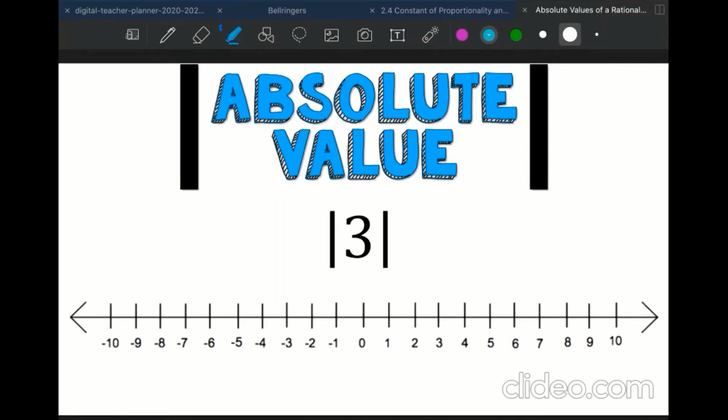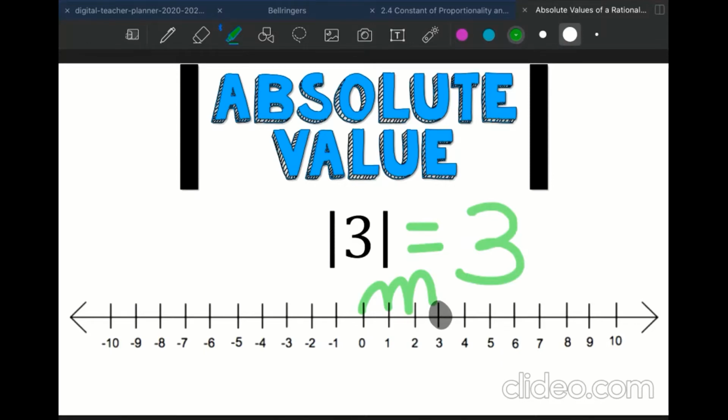All right, so for positive 3, I'm just going to show you what it would look like on the number line. Remember, you don't have to do a number line. I would graph it at 3. How many places away from 0 is it? 1, 2, 3. So what's my absolute value of positive 3? 3. That's it.